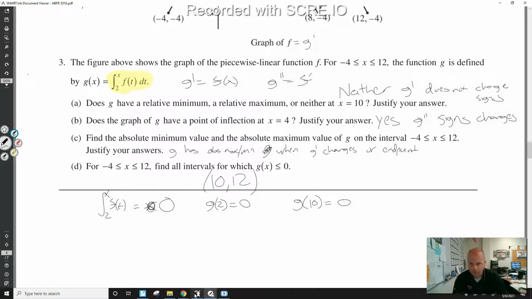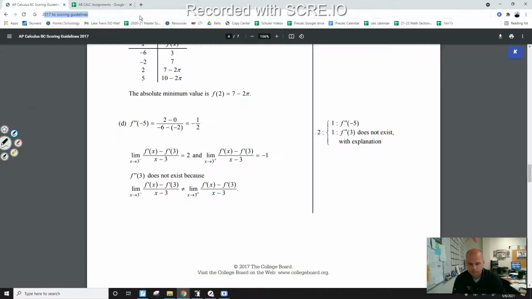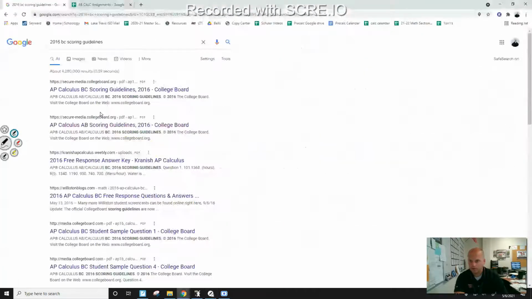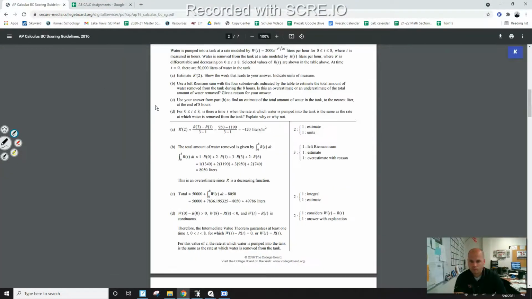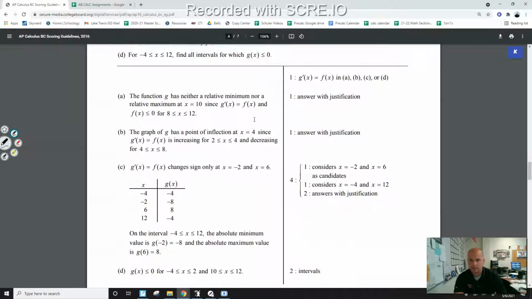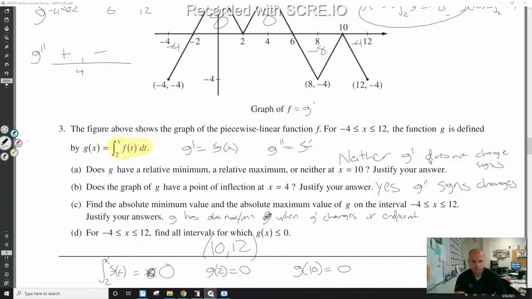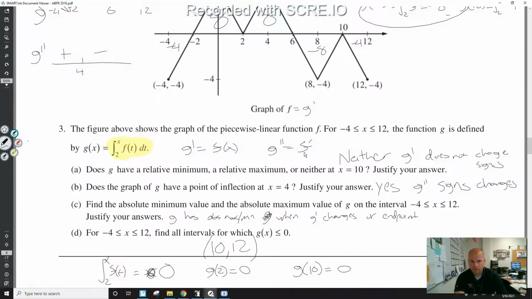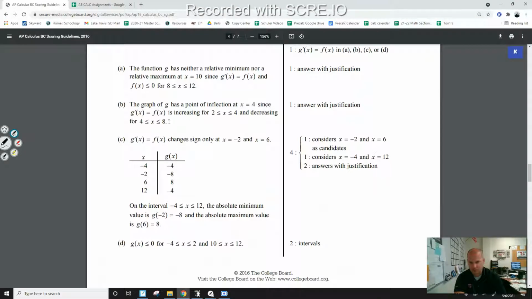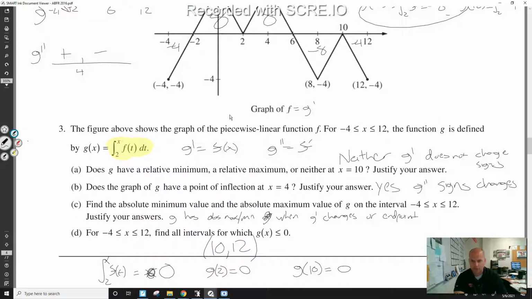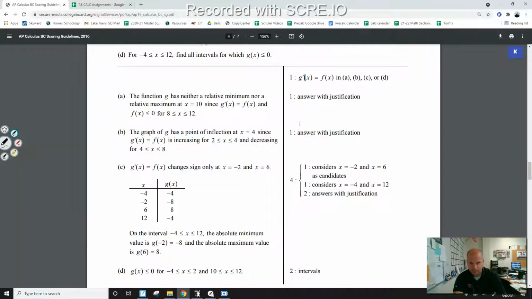All right. See how we did. 2016, BC scoring guidelines. Number 3. Yep, there it is. It was on the BC and the AB test. It's neither. G prime does not change sign. Just use that. Part B, point of inflection. G double prime changes sign. Keep it simple. This is 1 point. This is 1 point. You get 1 point for just writing G prime equals F somewhere. Right here, boom, I got a point there.